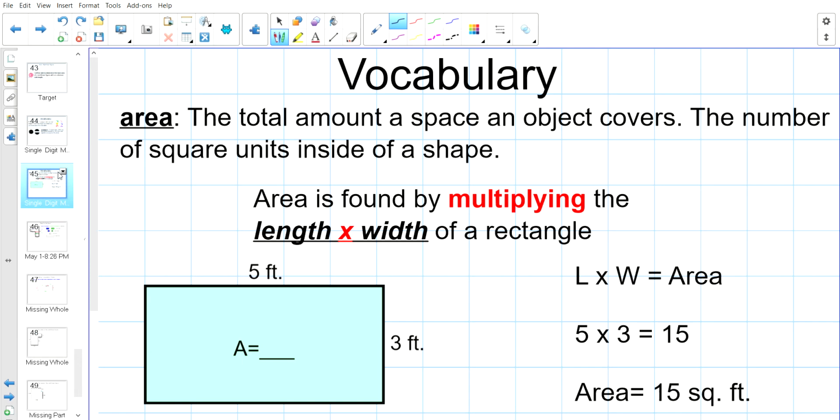You can see here I have an example rectangle. This rectangle is 5 feet wide and 3 feet long. If I wanted to find the total area of this rectangle, I would multiply 5 feet wide times 3 feet long to find the total area. 5 times 3 equals 15, so the total area of this entire rectangle is 15 square units.